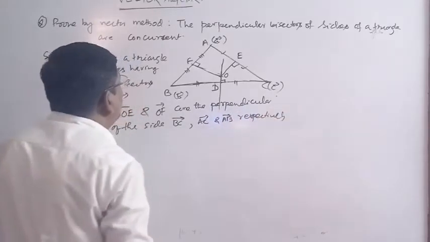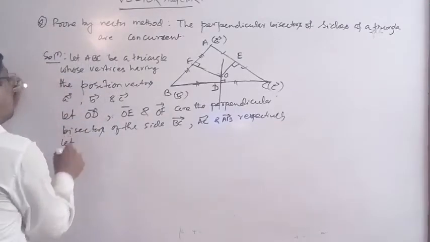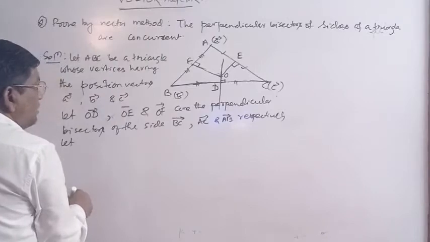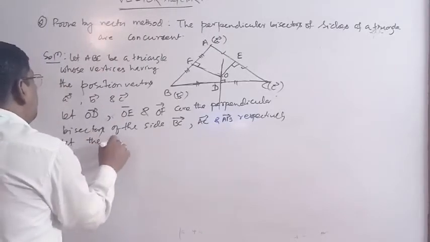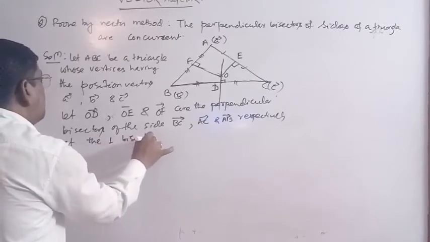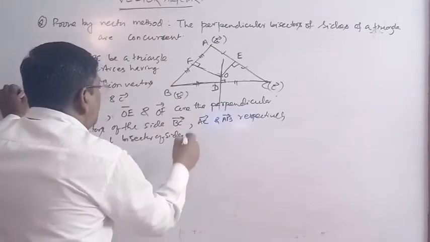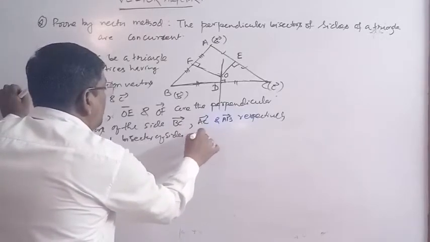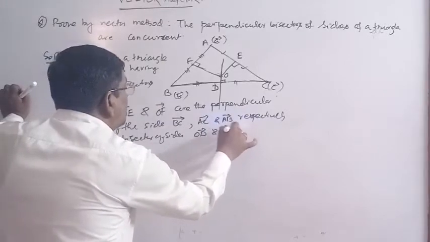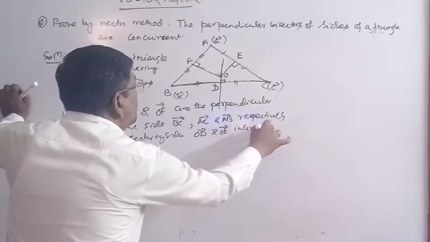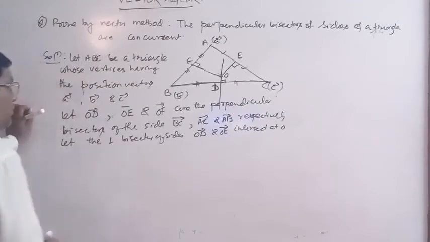So what is now? Now let the perpendicular bisectors of sides, that is OD and OE, intersect at O. Clear? Now OD is perpendicular to what?